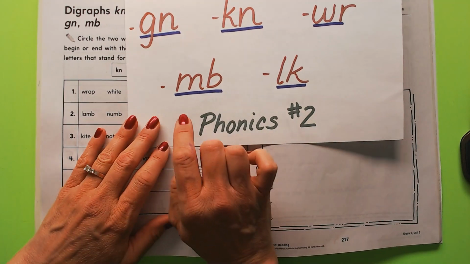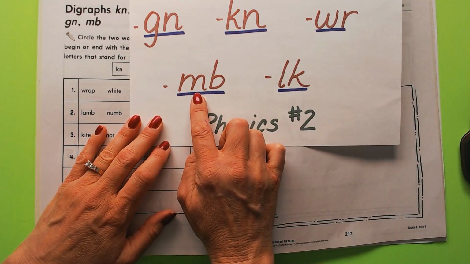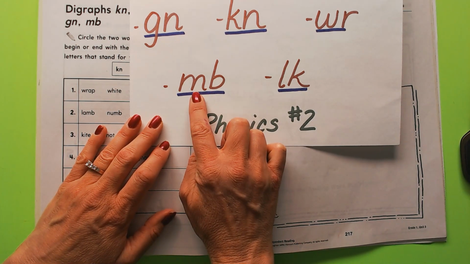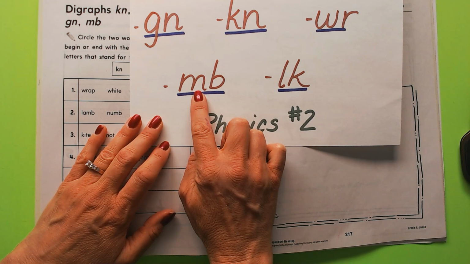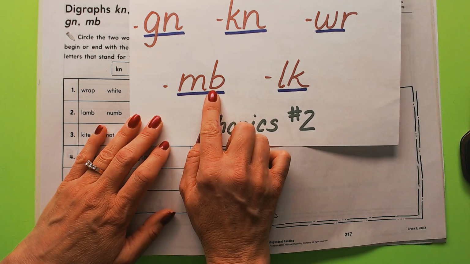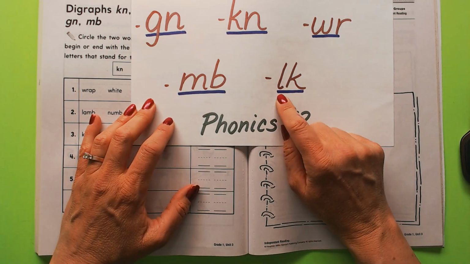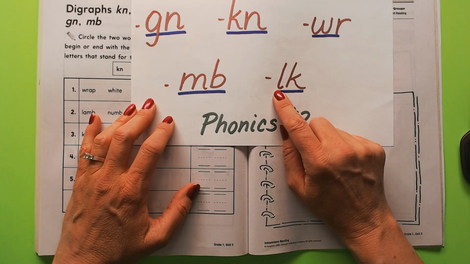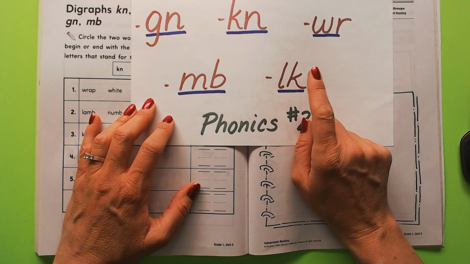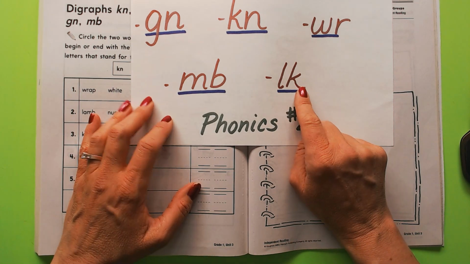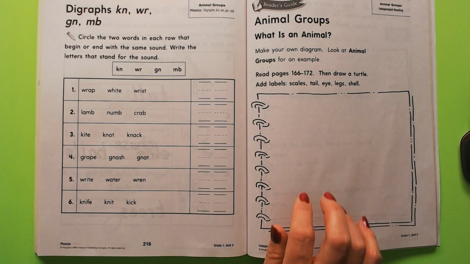Okay, there's sometimes digraphs that go at the end of words, like MB. This time the B is silent. This just says m, like in thumb. And then LK sometimes just makes one sound, as in the word yolk. So LK makes the k sound, like in an egg yolk. Okay, so let's practice those.